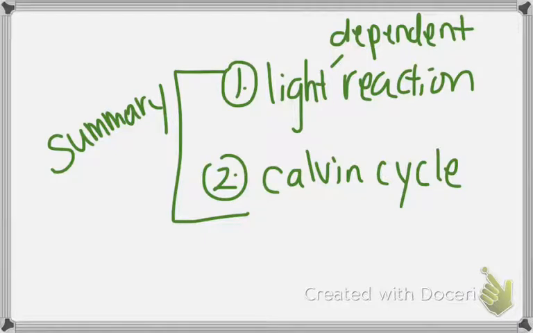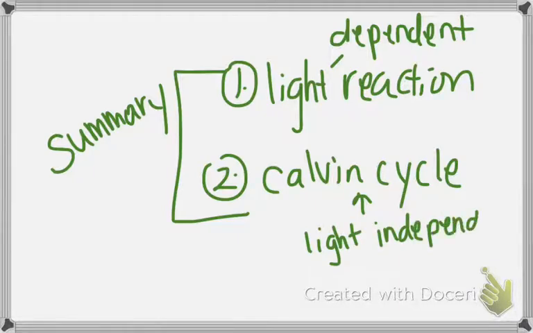Dependent means that you need it. So the light reaction, you depend on sunlight for it to happen. The Calvin cycle, the other name for it is the light independent. Think about the word independent. If you're independent, you don't need it. You can be okay without it.